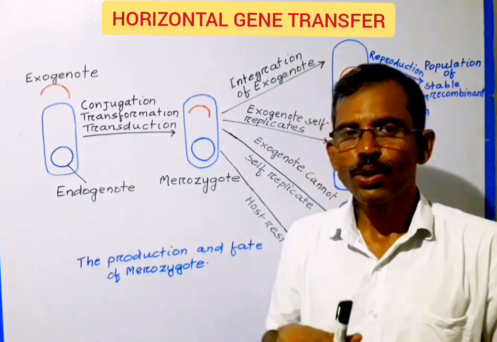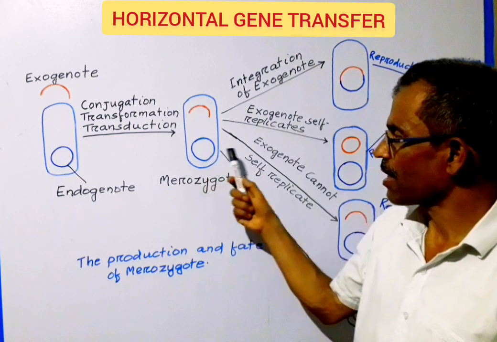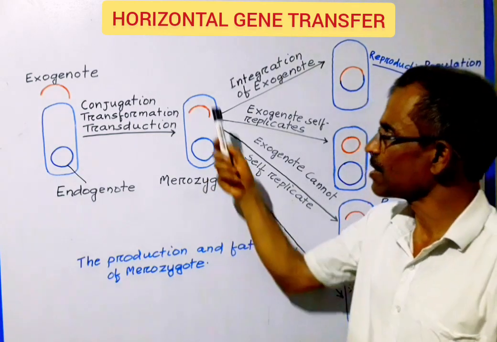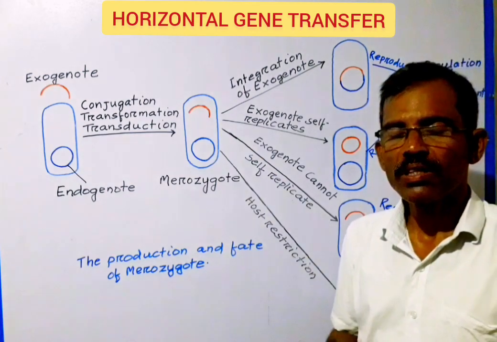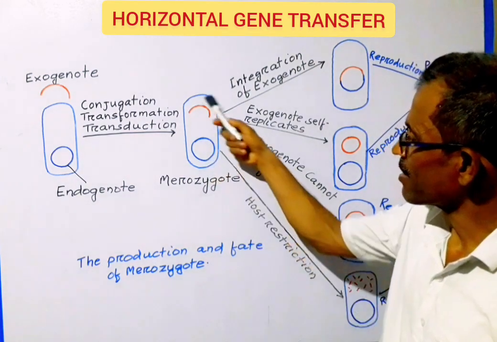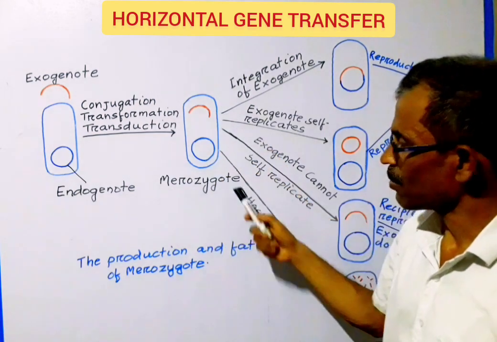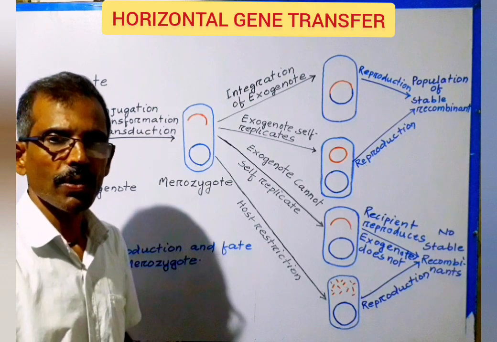If the exogenote has genes that are already present in the recipient, then the recipient cell will be temporarily diploid for these genes. Such a partial diploid cell is called a merozygote. The exogenote has 4 possible fates.